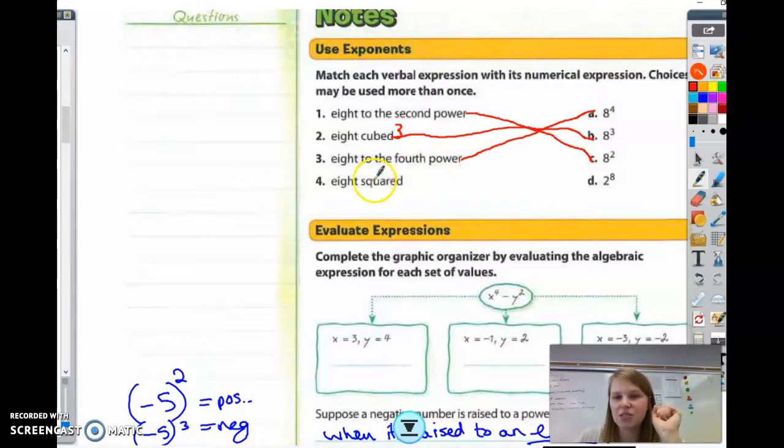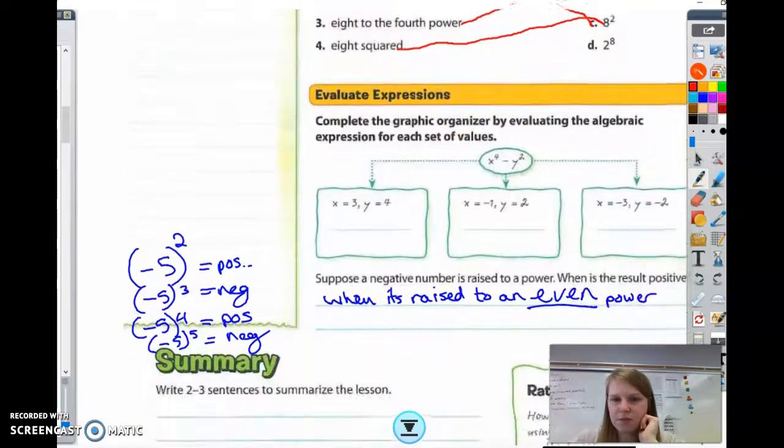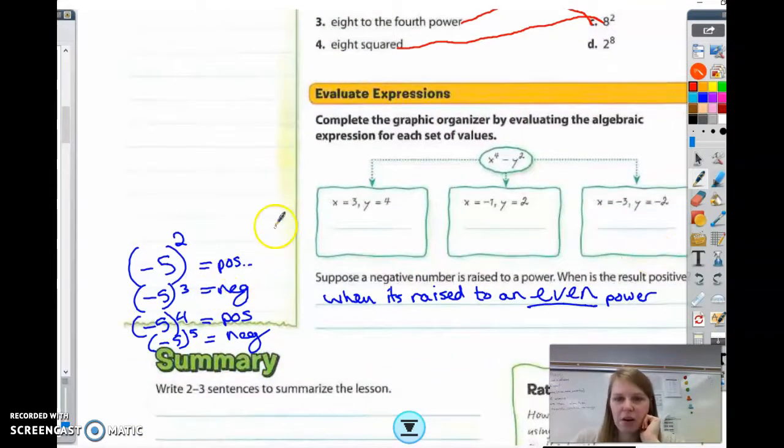This one says 8 squared. So if we were just going to write 8 squared, when we square something, isn't that just times itself twice? So that would be 8 squared. How about this next part? Help me out with this.